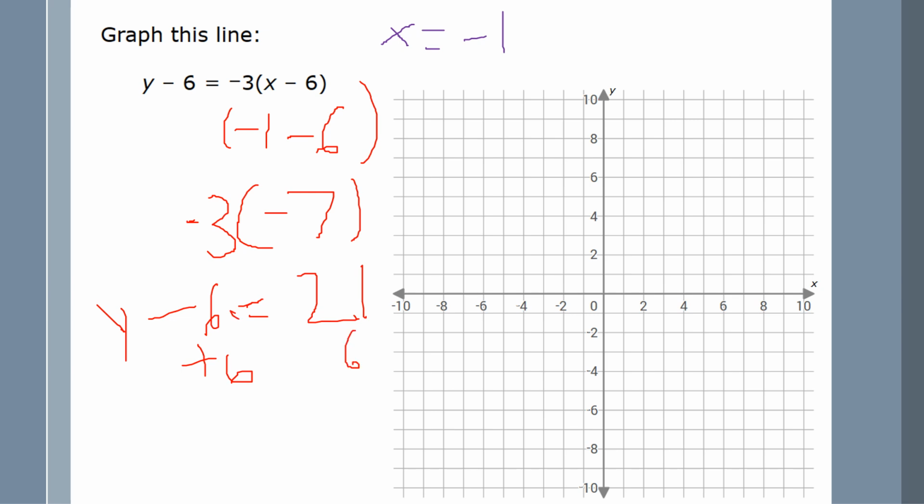So 6 plus 21. So 21 plus 6. y equals 27. So that means that -1 right here, that means that that 27 is going to be far, far away somewhere.